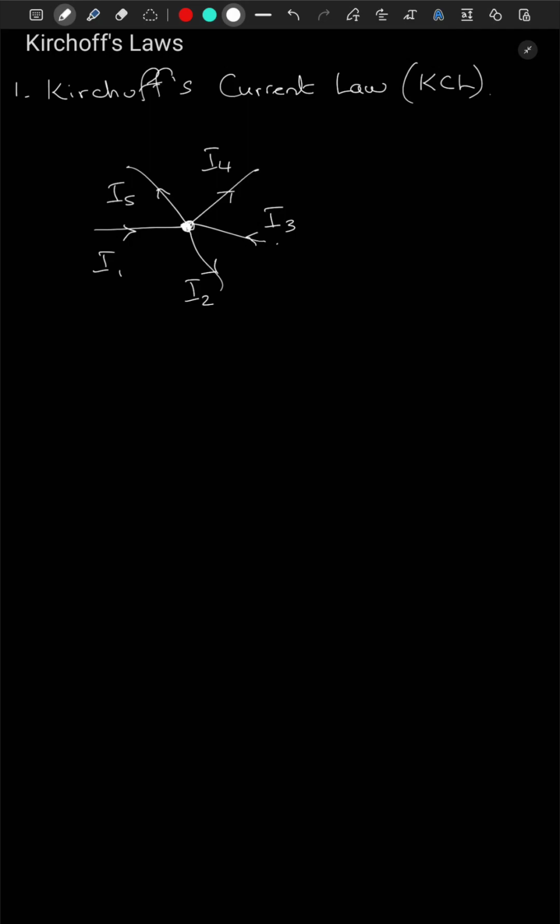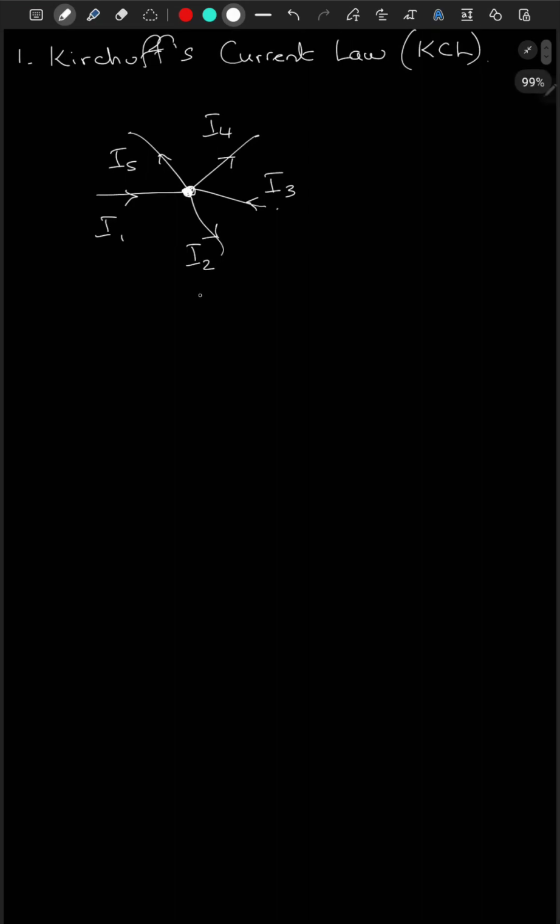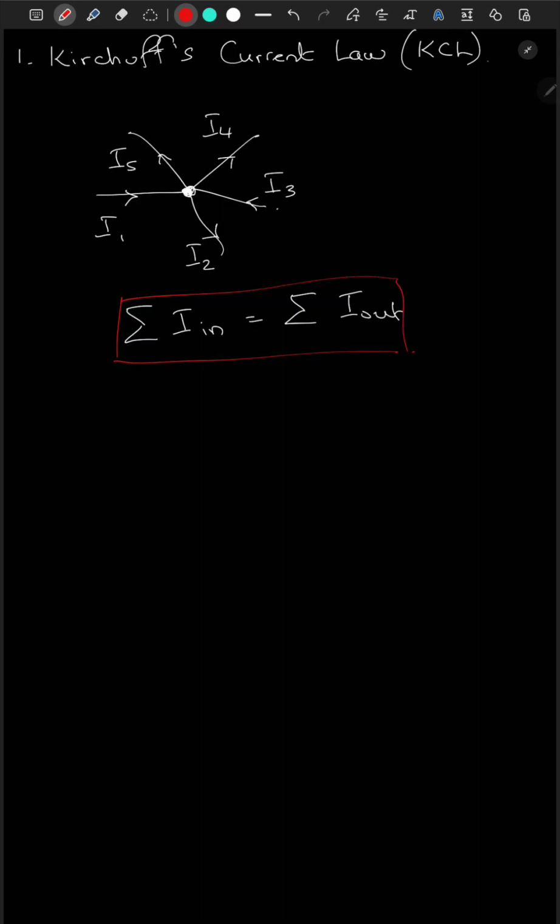A more basic definition is that Kirchhoff's Current Law states that the algebraic sum of the currents into a node at any instant is 0. So the sum of I in is equal to the sum of I out. The sum of I in is I1 plus I3, and the sum of I out is I2 plus I4 plus I5.